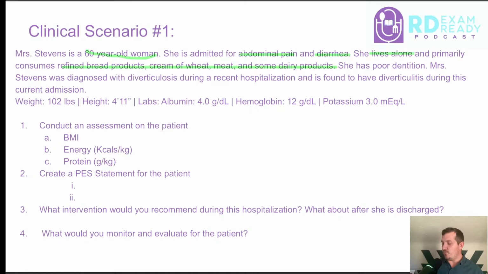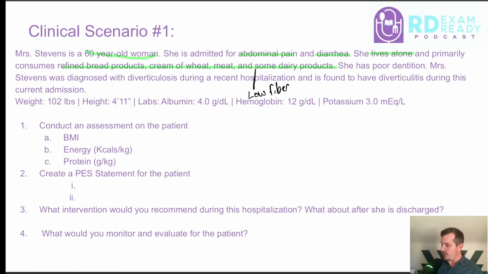Well, not a lot of nutritious foods in general, other than refined bread and the meat and such. Oh, and the dairy, sure. But I would probably say that probably the biggest issue is I don't see a lot of fiber. Pretty low fiber is something that I'm noticing right here. Pretty low fiber. Yep, absolutely.